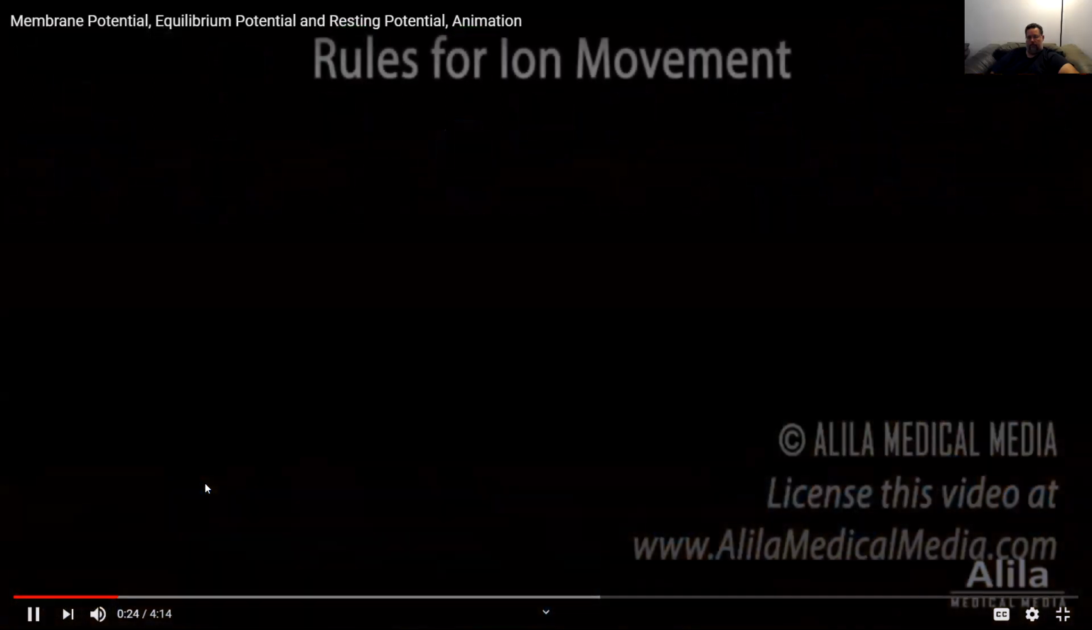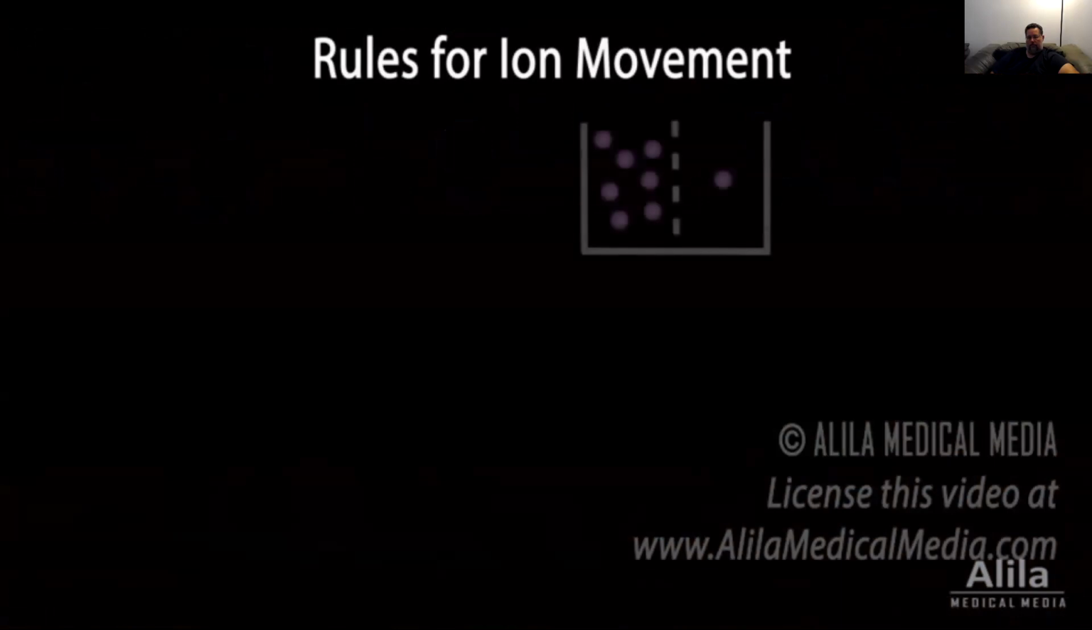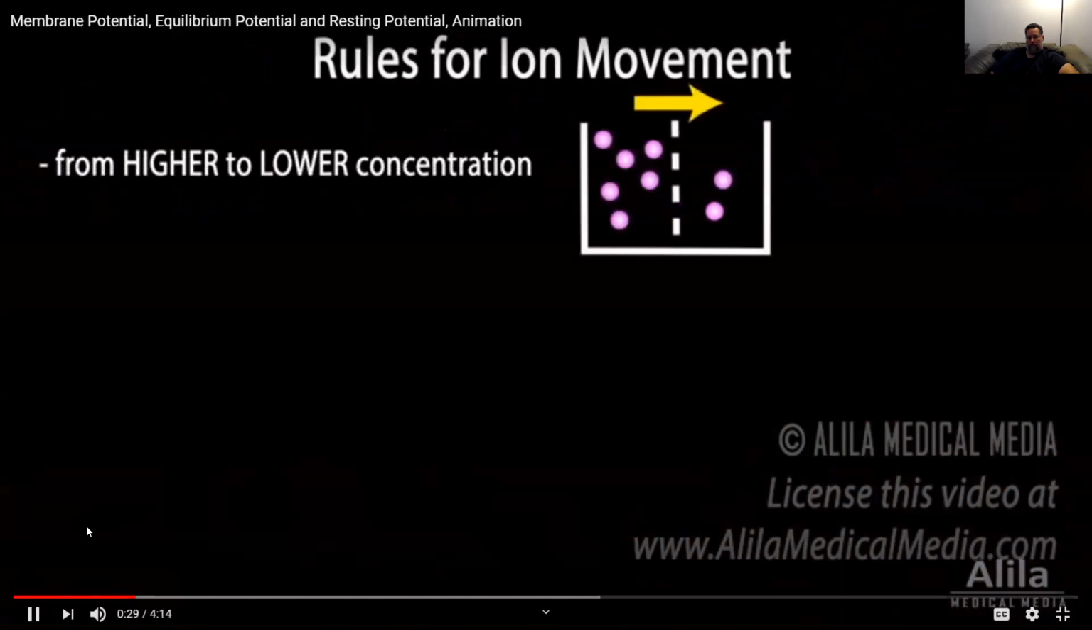There are two basic rules governing the movement of ions. They move from higher to lower concentration. So as you know, diffusion moves from an area of higher concentration to an area of lower concentration. But there's also an electrochemical gradient that's formed. So if the inside's more negative, the positive is going to want to move internally, just like any other molecules.